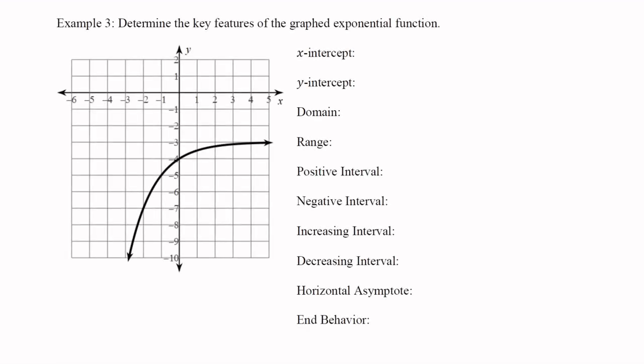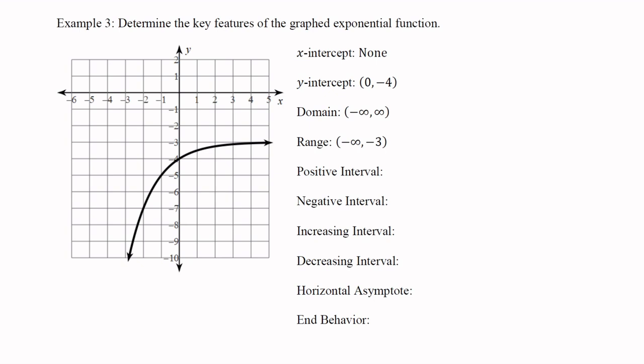For example 3, we have no x-intercept because our asymptote is below the x-axis, so no x-intercept, but we do have a y-intercept at (0, negative 4). Our domain is all real numbers. Our range goes from negative infinity to negative 3.